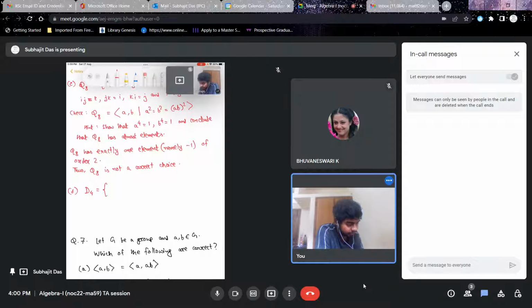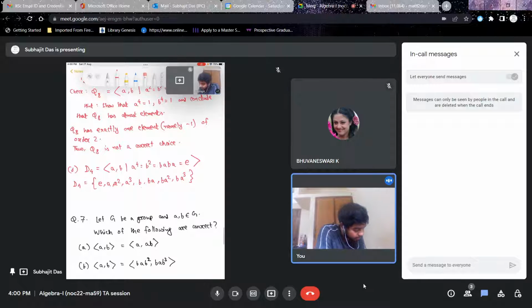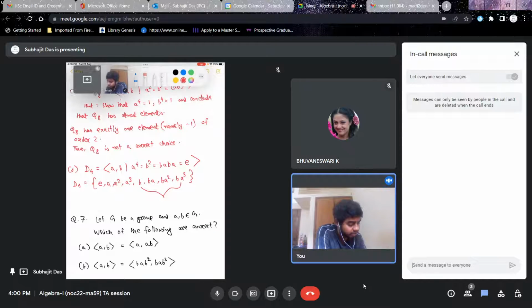So the elements of D4 are basically, let me write down the presentation first. This is a, b such that a to the power 4 is b square is equal to (ba) square is equal to e, identity, right? So the elements of D4 can be written in the form e, a, a square, a cube, and b, ba, ba square, ba cube, as you have clearly seen previously, right?